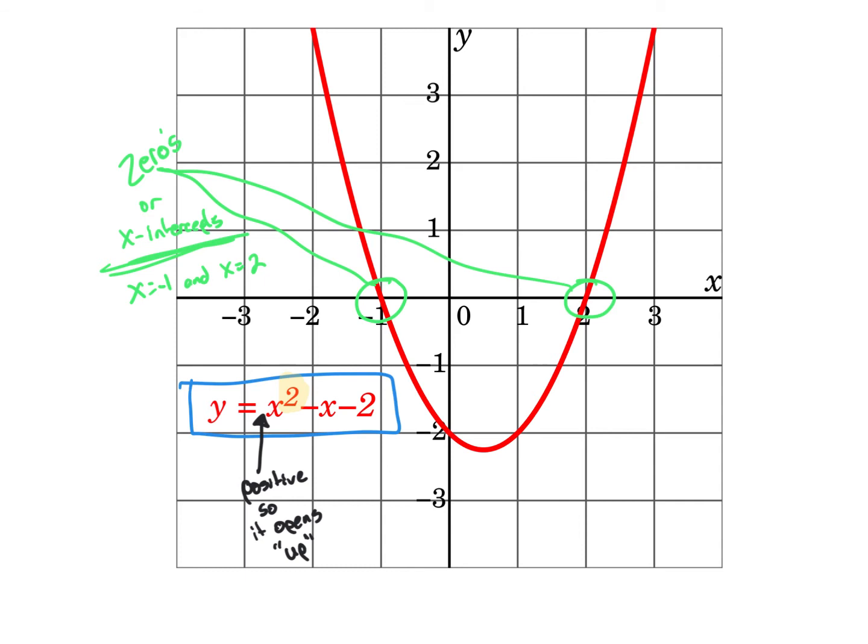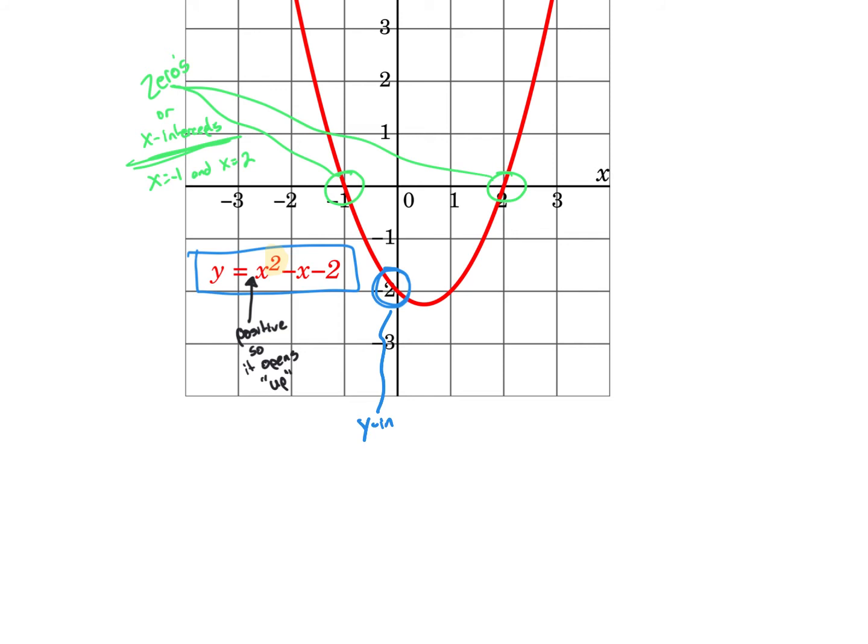Here's another. Look at this value right there. What do we call that value? That is called the y-intercept. It's where the graph crosses the y-axis, so at y equals negative 2. So I got a y-intercept, I got an x-intercept, I got another x-intercept. So those are all different places where it crosses an axis. We call it an intercept there.